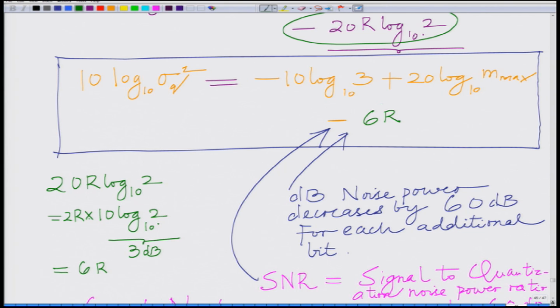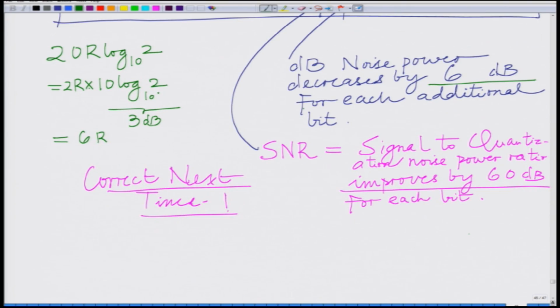Now, therefore, you can see that the dB noise variance decreases by a factor of 6 dB for each additional bit. That is, when r increases by 1, the noise variance decreases by 6 dB. Therefore, the signal to noise power ratio improves by a factor of 6 dB. So, the signal to quantization noise power ratio improves by 6 dB for each additional bit.